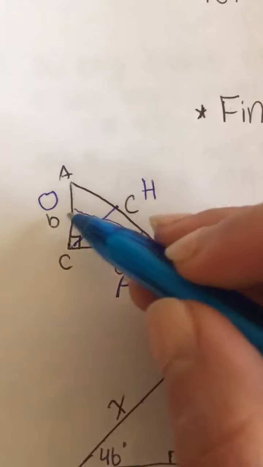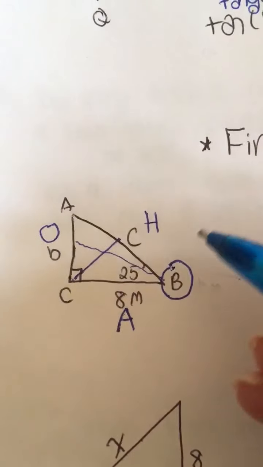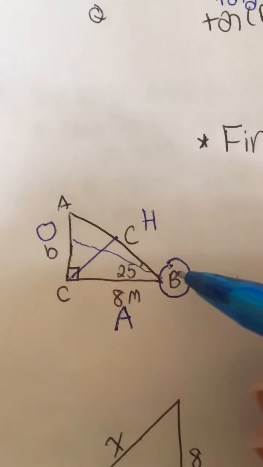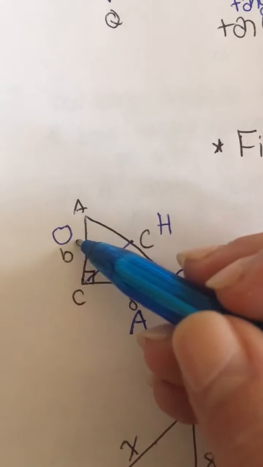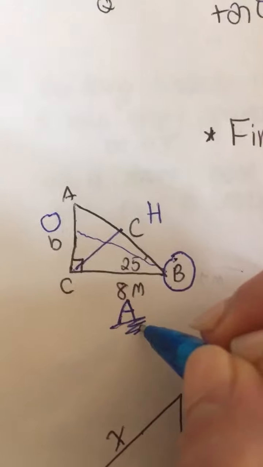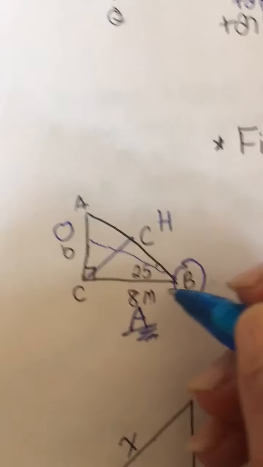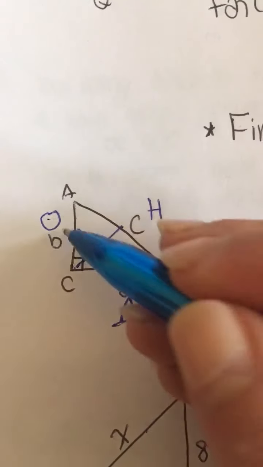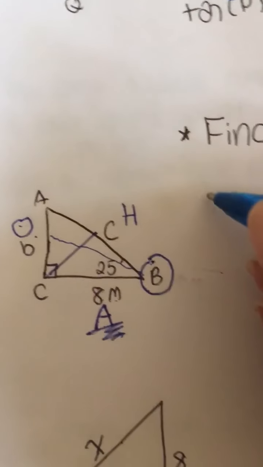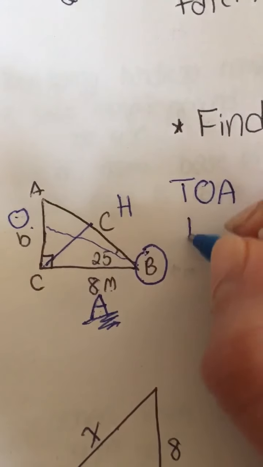So we can actually solve for B and C here. So let's solve for B first. If we're looking at B, we know that that's our opposite, and then we know that the adjacent side, A, is 8 meters. So we're going to use that to find the other sides. So we have O and A when we're solving for B. So OA would be TOA, telling you to use tangent.